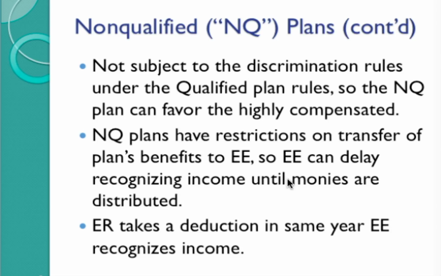They have to have restrictions on transfer of plan's benefits to the employee, but also the employee can delay recognizing income because of those restrictions until the money is actually distributed. For the employer to take a deduction, there's no deduction granted to the employer until the employee is forced or decides to recognize income. So sometimes the employee is able to recognize the income immediately. In that case, the employer is also able to recognize the deduction in the same year that the employee recognizes the income.